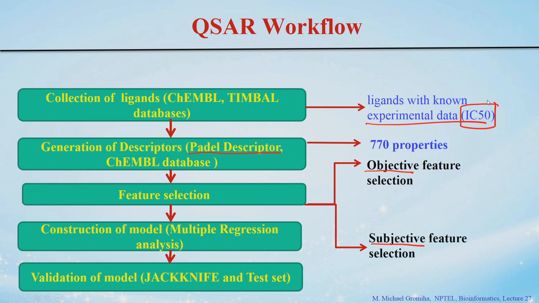There are various ways to construct a model, either multiple regression analysis or you can develop any nonlinear models, to relate the experimental IC50 values you can get from the databases plus these properties. Then we need to validate the model, using the jackknife test, or you can use any blind test set to see whether this can reliably predict the activity of any new compound. So, I will discuss some of the databases.